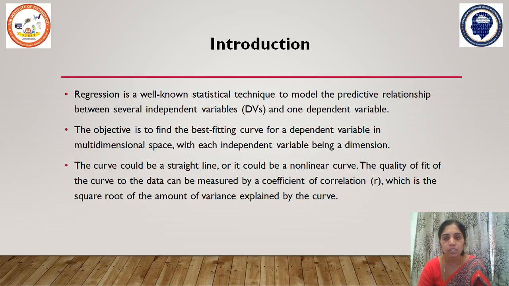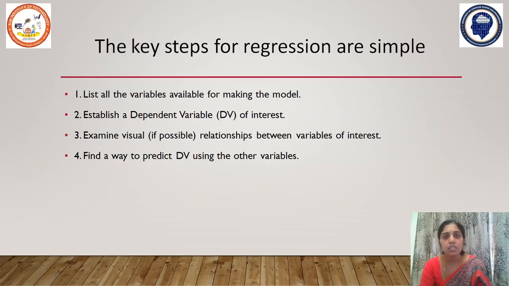The key steps for regression are simple. List all the variables available for making the model, establish the dependent variable (DV) of interest, examine visually, if possible, the relationship between the variables of interest, and find a way to predict your dependent variable using the other variables.